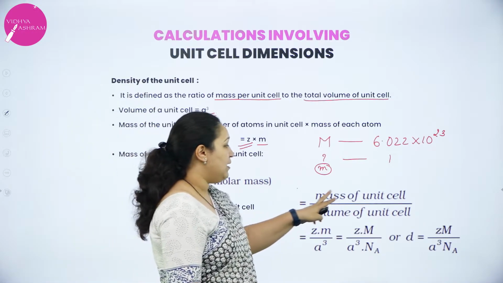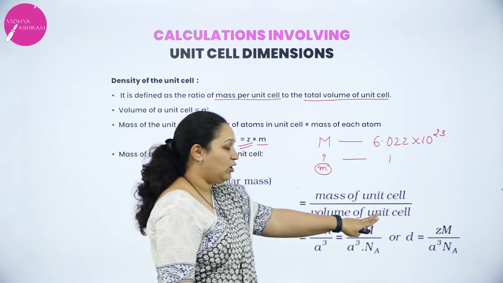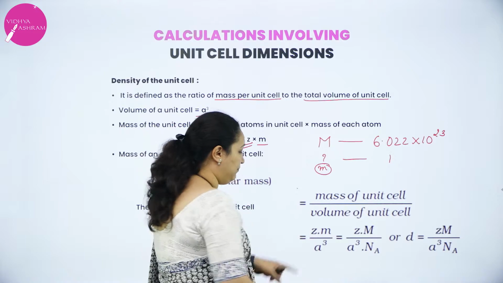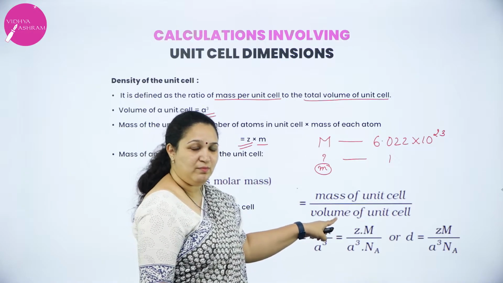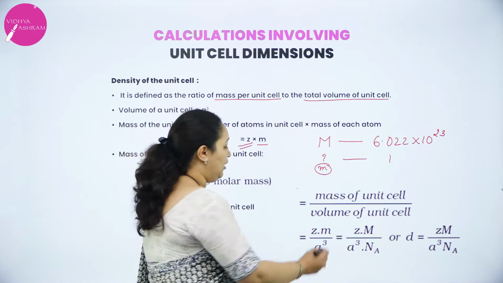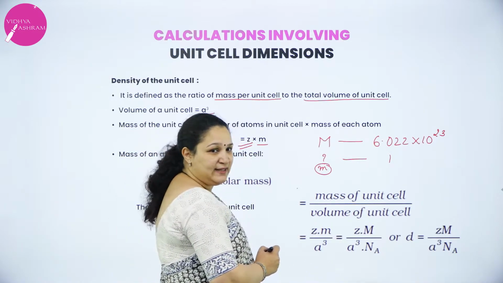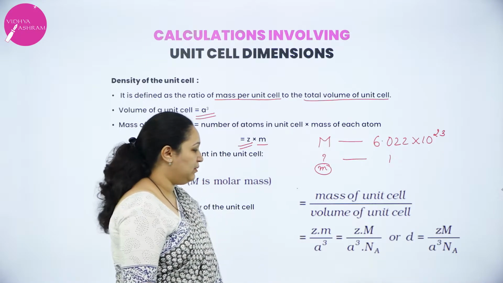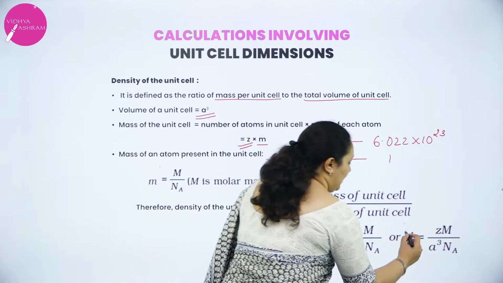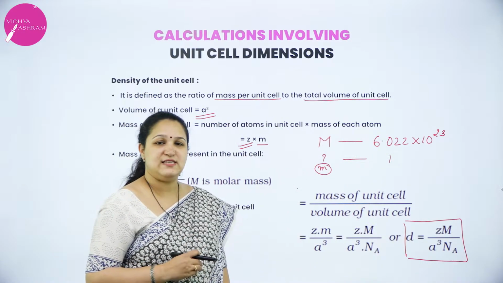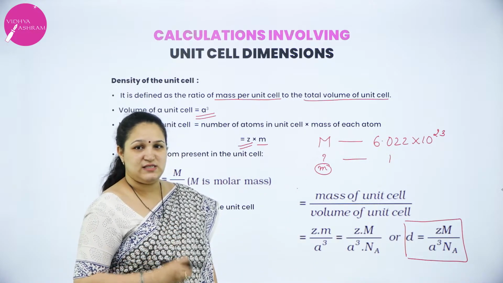So, density is mass of the unit cell by volume of the unit cell. What is mass of the unit cell? Z into m, number of particles into mass of each atom, by volume, which is A cube. Now, what is the mass of each atom? It is molar mass divided by Avogadro number. So, this is the formula for calculation of density of the unit cell.